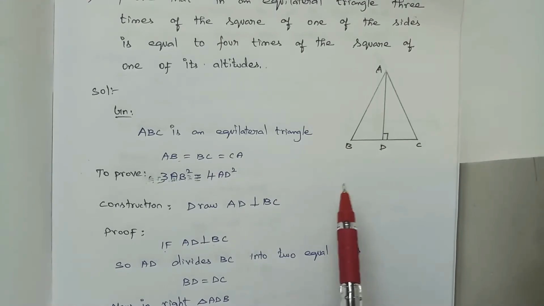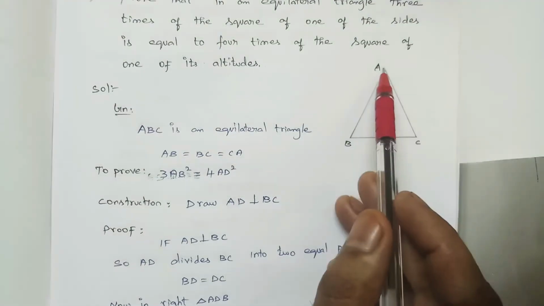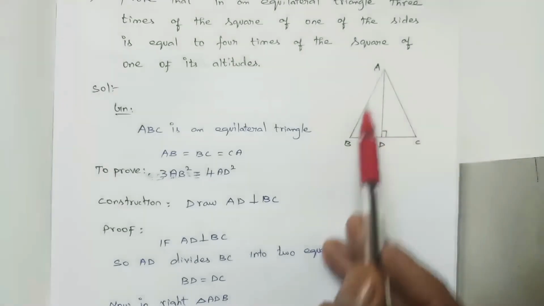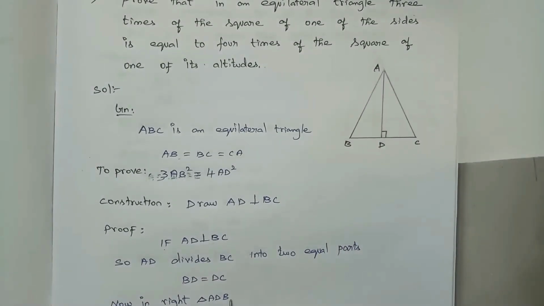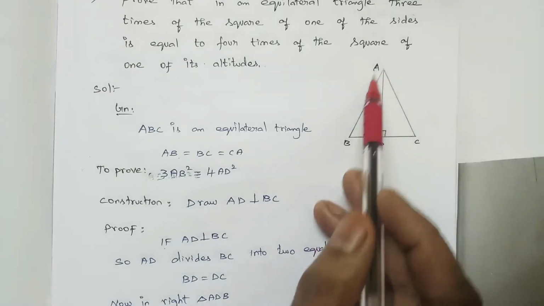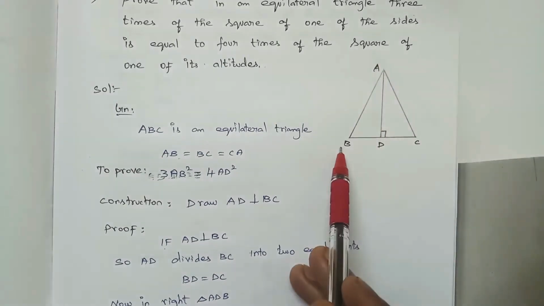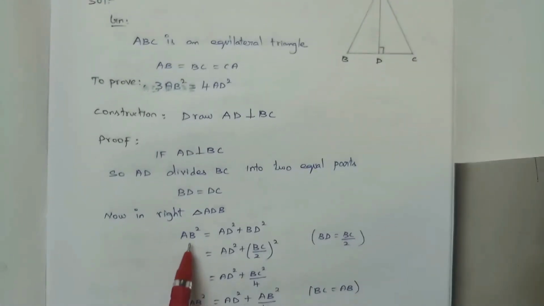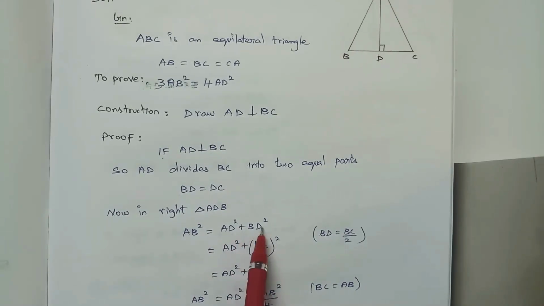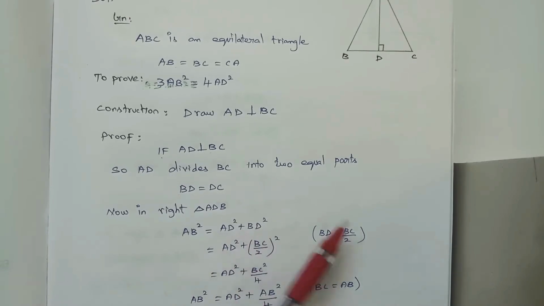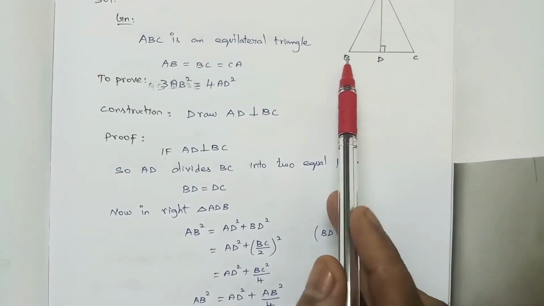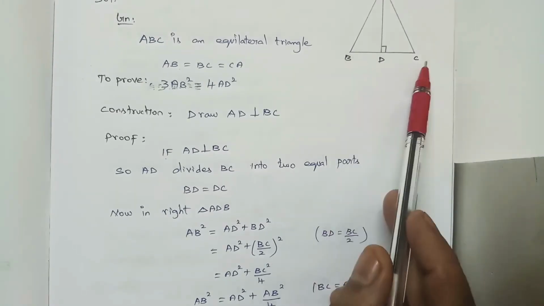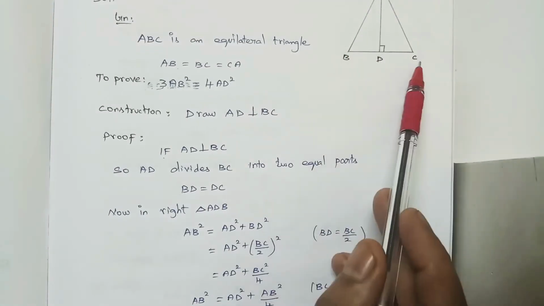By using the Pythagoras theorem, we are going to prove it. So I'm taking the right triangle ADB. What is the hypotenuse? AB. So AB square is equal to AD square plus BD square. BD, as I said already, I'm writing in terms of BC. Why am I converting in terms of BC? Because BC is equal to AB, right? BC is equal to AB.